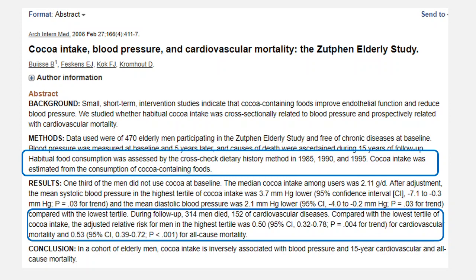Maybe people who eat more chocolate exercise more to make up for it. Maybe people who eat more chocolate are happier. Maybe happiness makes you live longer, and so you should just do whatever makes you happy, and it's not the chocolate in and of itself.